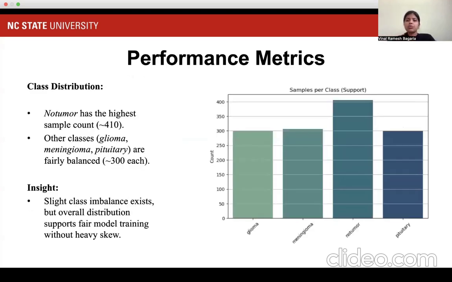Next is the class distribution. We see no tumor has the highest sample count, which is around 410. Other classes like glioma, meningioma, and pituitary are fairly balanced, at around 300 each. A slight class imbalance exists, but this is because in the real world as well, all these different types of tumor come in the cancer category, and no tumor comes in the no cancer category. So overall, if we consider tumor or no tumor, it's a very good classification. Overall the distribution supports fair model training without heavy skew.